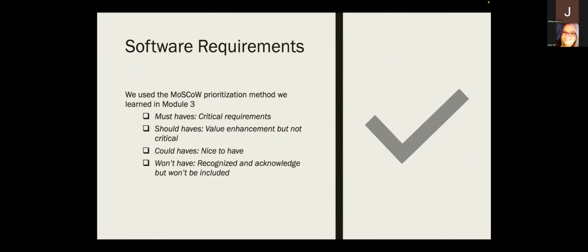So for our software requirements, we use the MoSCoW prioritization method we learned in Module 3. That includes must-haves, that are critical requirements for the program to function; should-haves, which add value but are not critical; could-haves, that are nice to have; and won't-haves, which are recognized and acknowledged but won't be included.